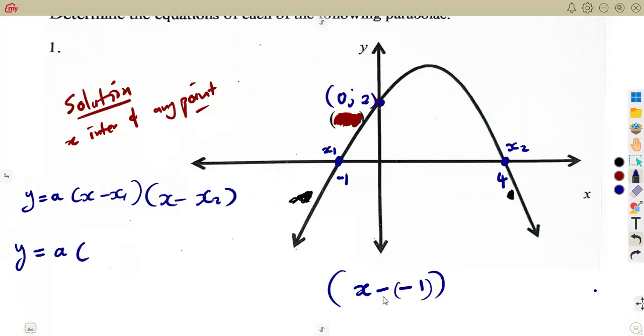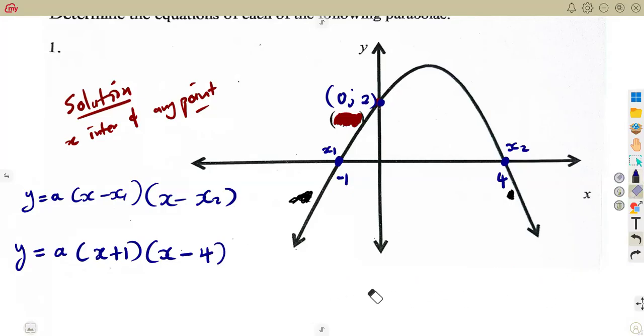So what are we going to have, guys? Minus, minus, that's a plus. So that's x plus 1 into x minus 4. This one is just direct. There is no adjustment to be made. So that's x minus 4 like this. All right, this is where you are. You substituted those x-intercepts, x1 and x2, into the formula.